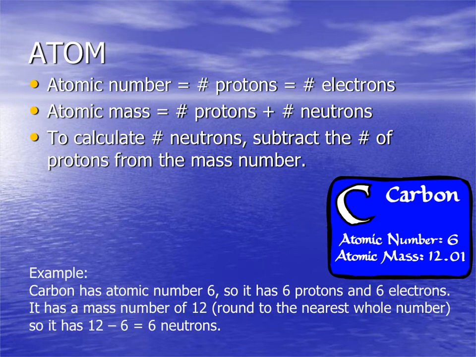So atomic number is equal to the number of protons, and that's also equal to the electrons when the atom is neutral. That means no charge. So protons have a positive charge. Electrons have a negative charge.